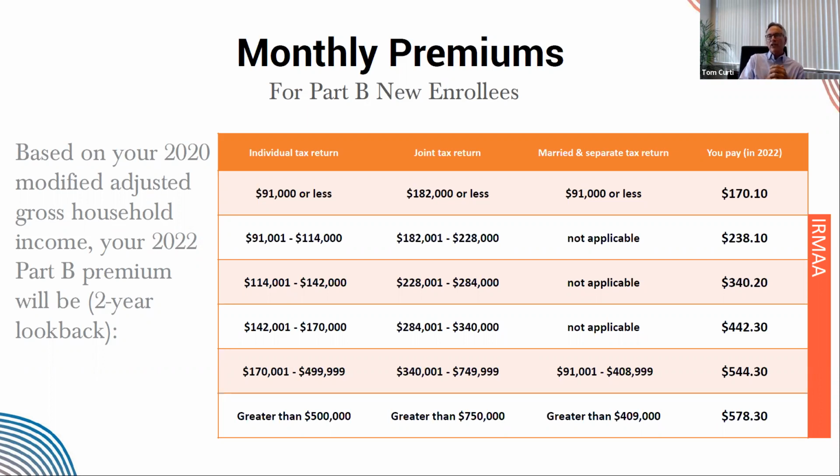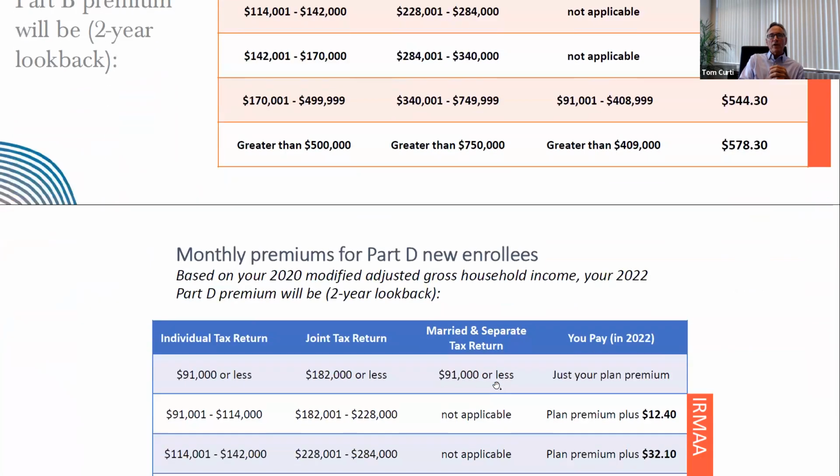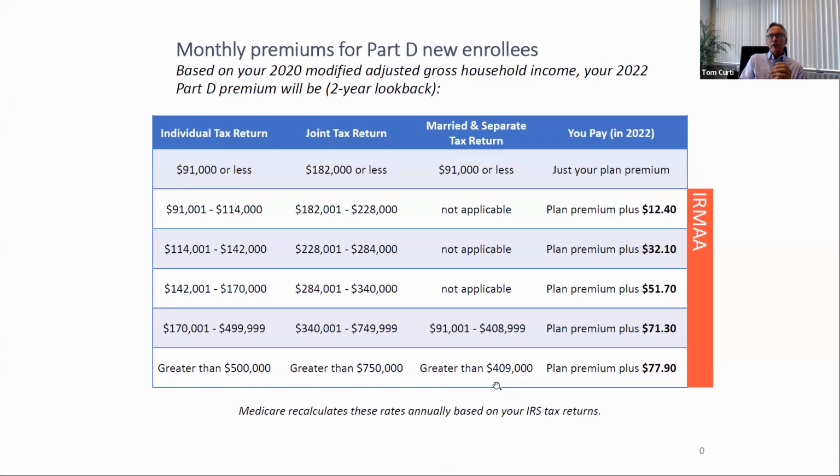You can also petition if your income is radically changed in a given year to see if you can petition for a lower IRMA premium. Same thing goes for Part D. In Part D, which is your drug plan, the IRMA premium goes from your base premium all the way up to $77.90. This will be assessed at the same place that you get your base premiums done.